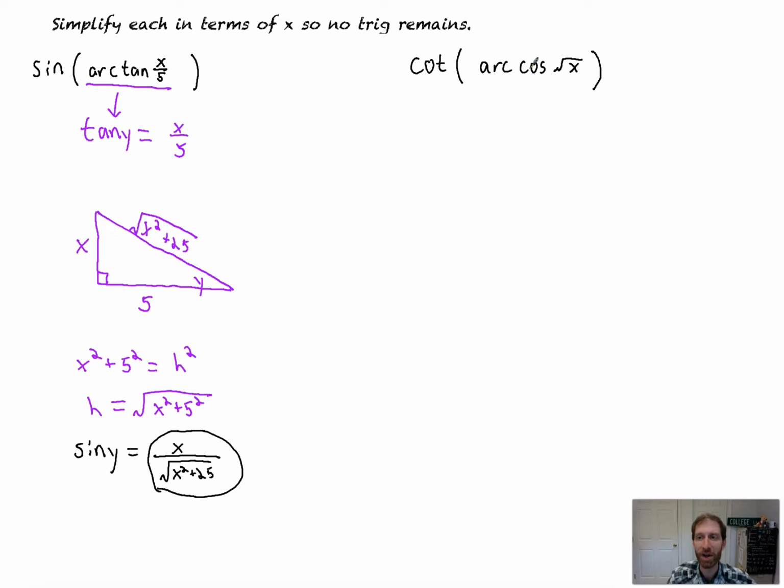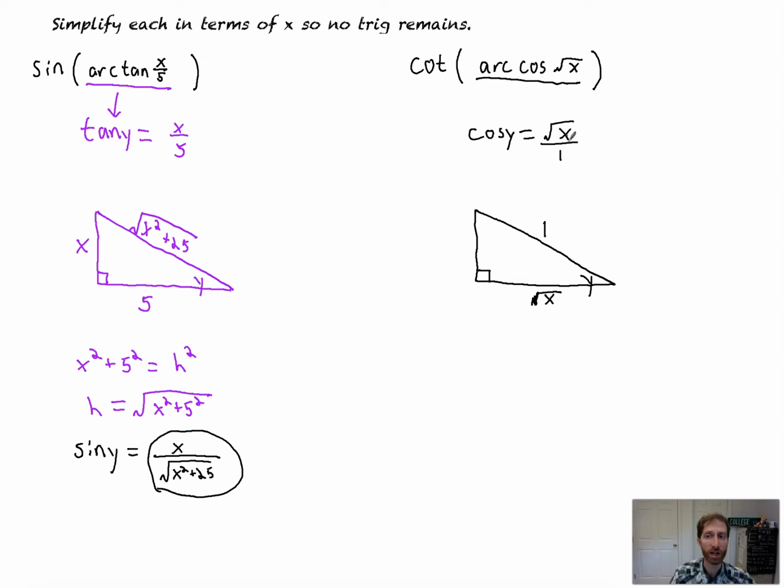Cotangent. Let's do this. Arc cosine of root x. Well, that right there is saying the cosine of y is equal to the square root of x all over 1. All right, let's put it over 1 just so that we have an adjacent over hypotenuse. And again, I'll just make an arbitrary right triangle. I'm going to put y down here for my angle. It's just where I do it to be consistent. And now the hypotenuse we know because it's adjacent over hypotenuse. So adjacent is, well, root x. And the hypotenuse is 1, so adjacent over hypotenuse.